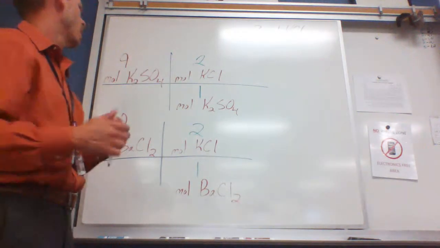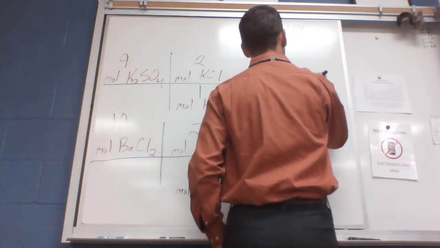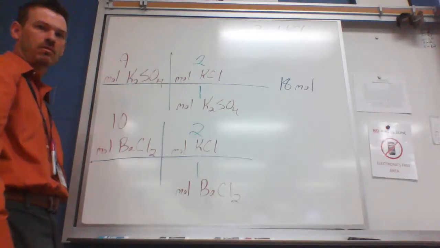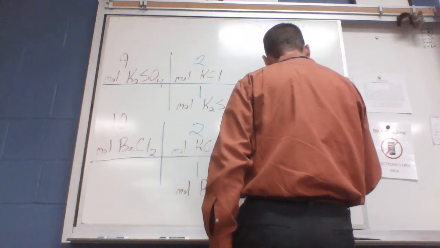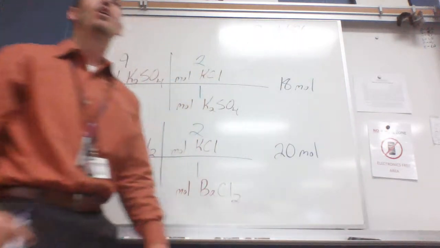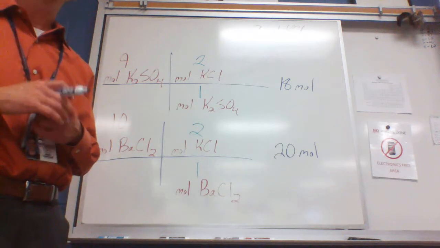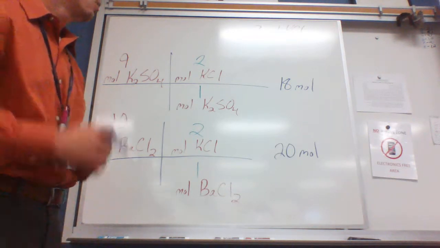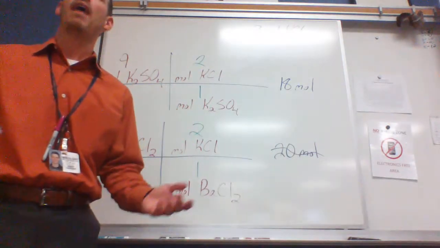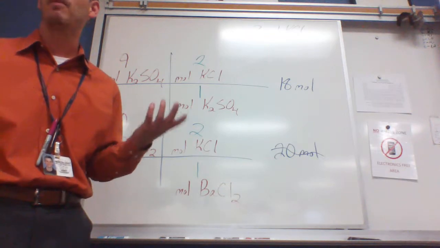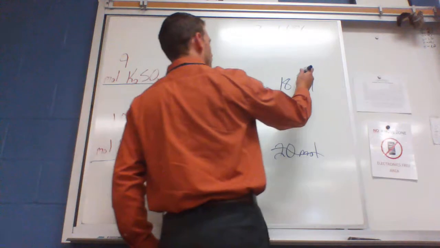What is the answer to the top grid? 18 moles. And what's the answer to the bottom grid? 20 moles. 10 times 2 divided by 1. So which grid wins in regard to limiting reactant? The lesser one wins, all right? Which means this amount cannot be created because we would have run out of eggs before we made that much cake. Am I right? So this would be the answer.